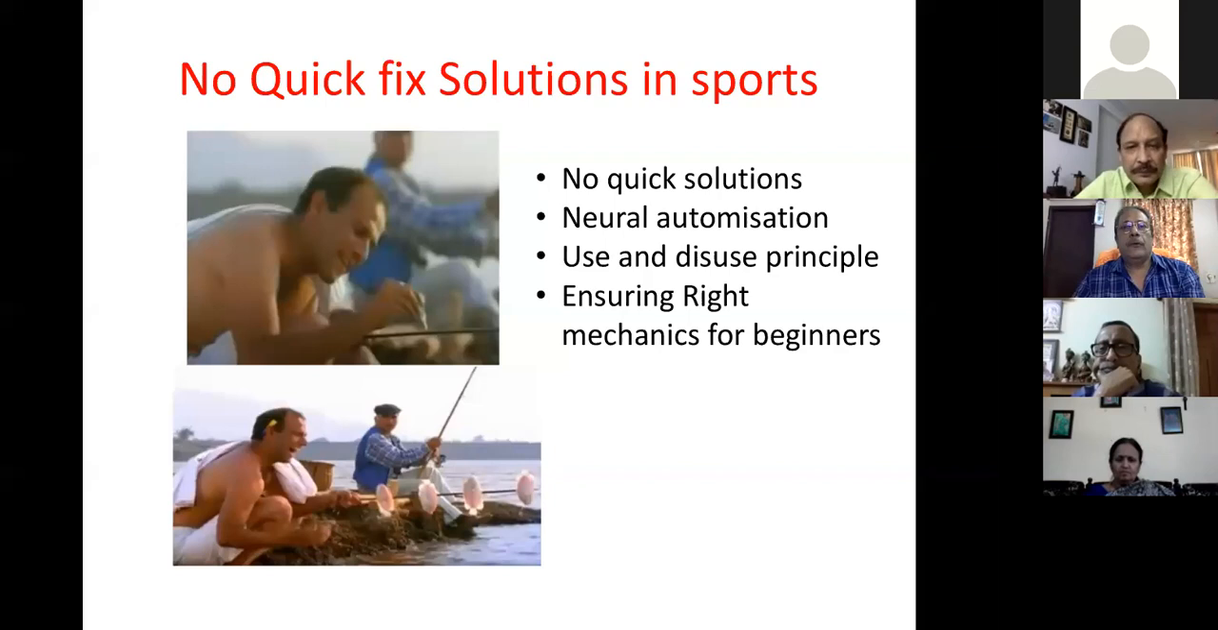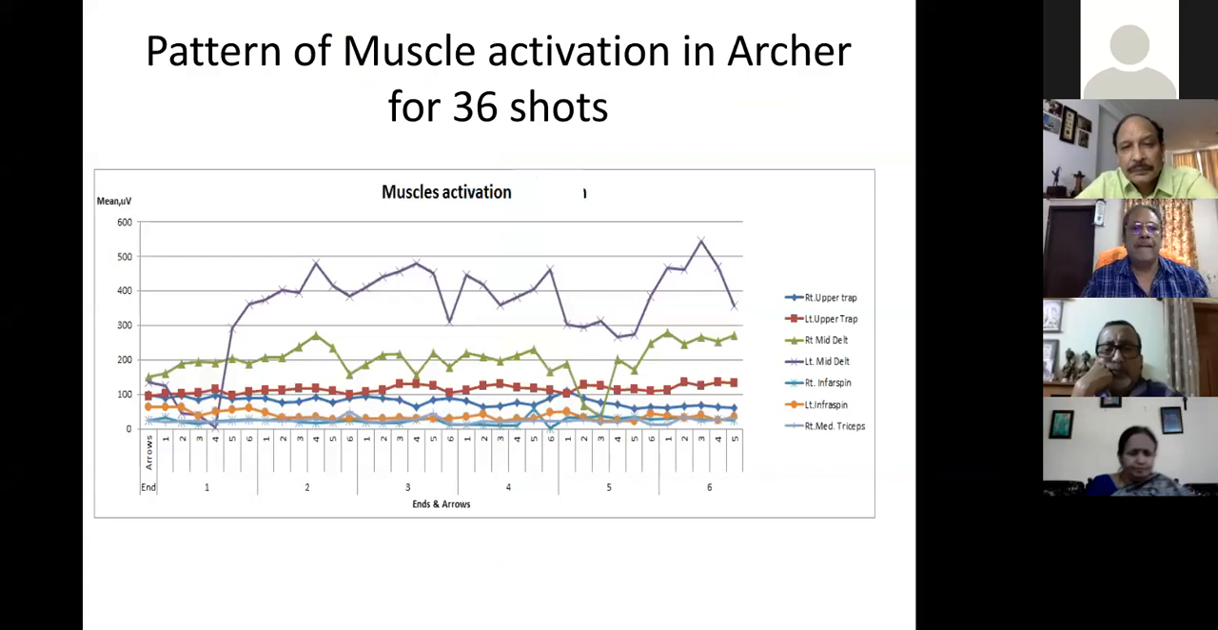But one other thing, as many people have pointed out, all the sports science facilities are only given to the national level athletes. But it's the duty of the coaches and physical education teachers to ensure the right mechanics for the beginners. When you are starting their training, you have to ensure right mechanics so that they don't get injured or their techniques are not leading to some kind of injuries. Okay, now moving on to some assessment.